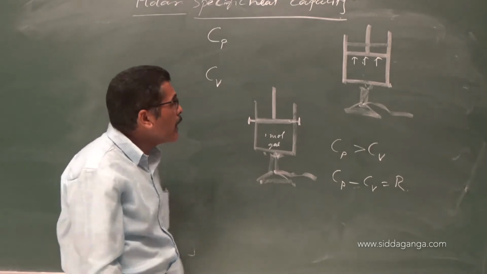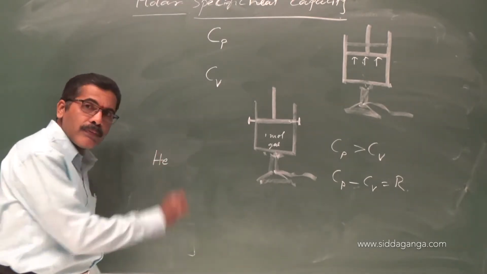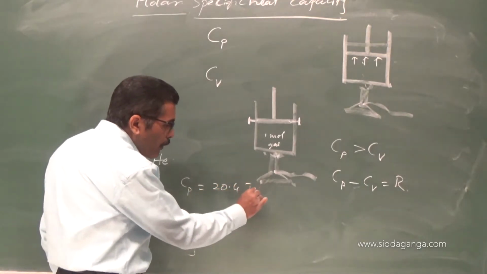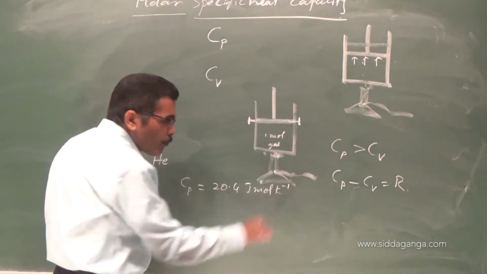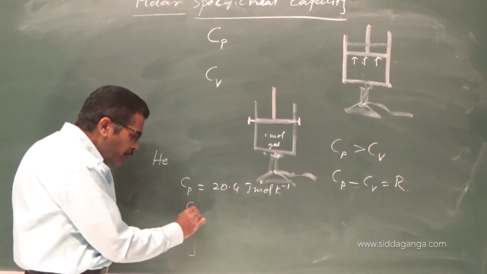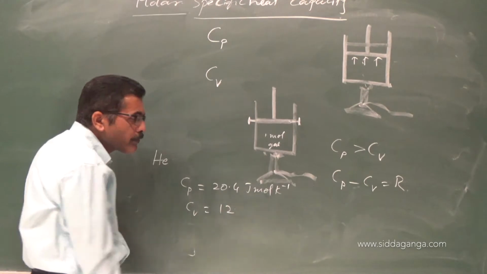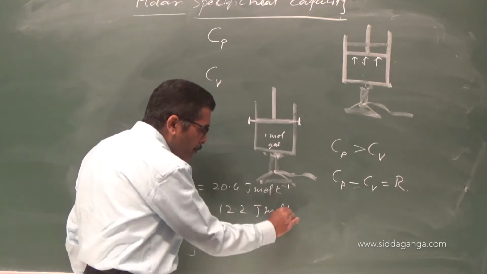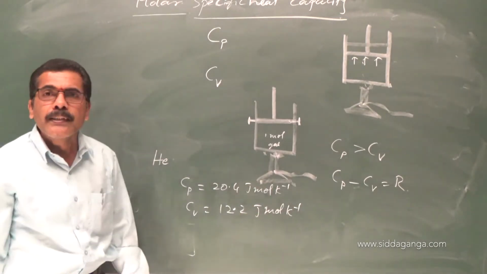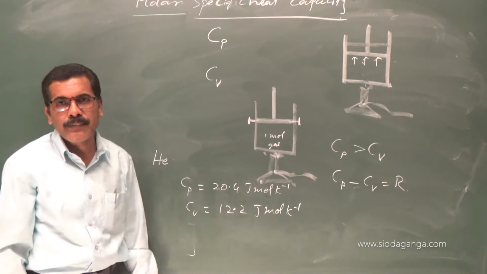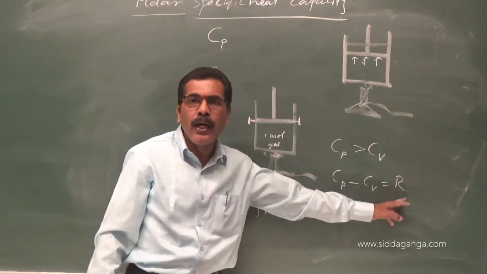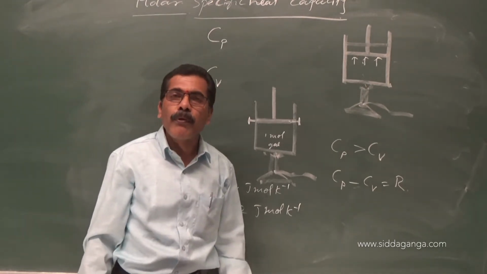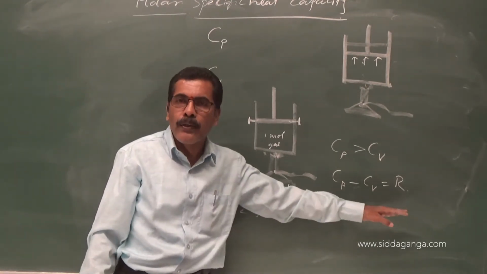If you take helium gas, the Cp value is around 20.4 joule per mole per Kelvin, and Cv will be around 12.2 joule per mole per Kelvin. It is different for different gases, but their difference is equal to R. What is the value of R? 8.314 joule per mole per Kelvin. That is known to you. The value of R is a constant.